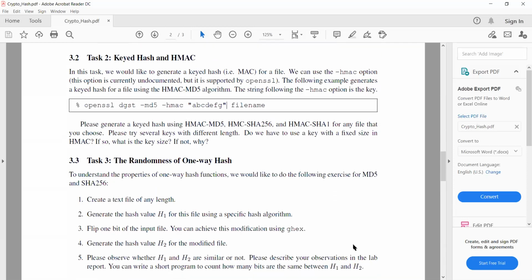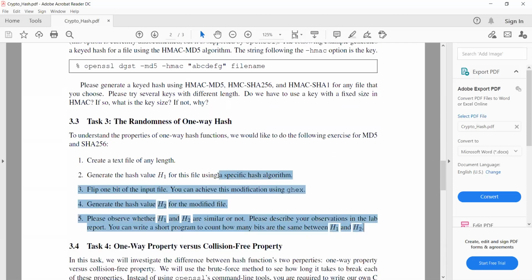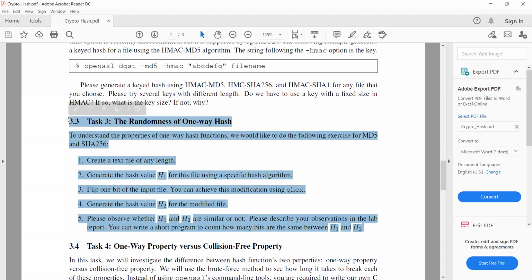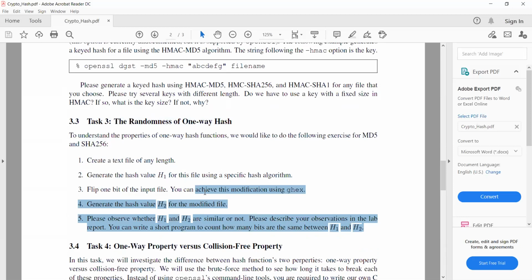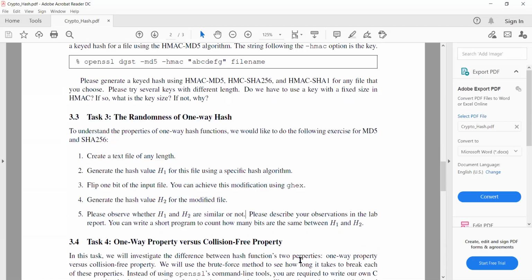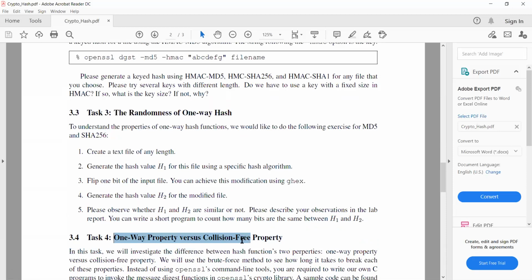And then one interesting thing is here, you're going to use ghex to take a message, calculate its hash, then run that message through ghex, flip one bit, calculate the hash again, compare them, and present your observations. We're going to skip this part, 3.4, and instead we're just going to look at the Word document that I have here.